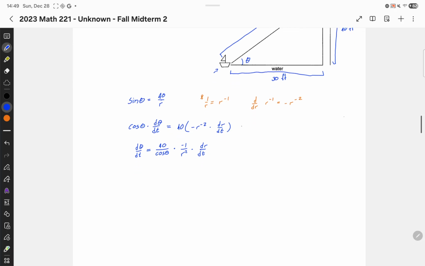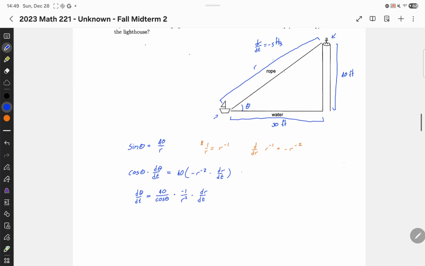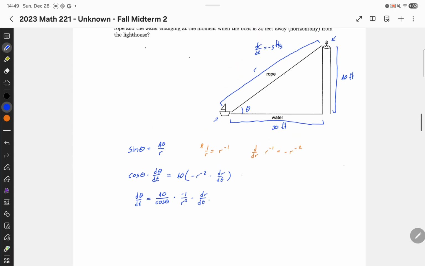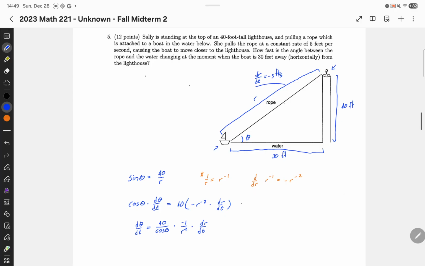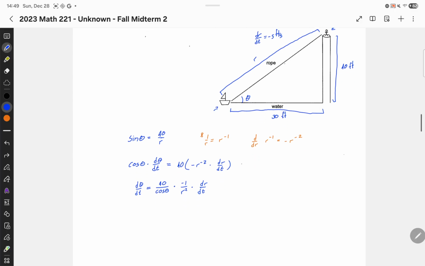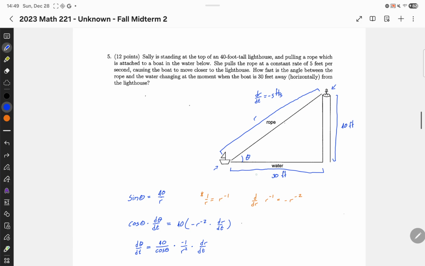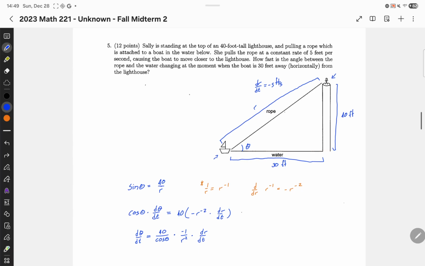So we know the length, we don't know the length of the rope. We're going to need to find that. We're also going to need to find cosine theta, but we do know dr dt, right? That is our minus 5 feet per second. So the way we're going to do this is we want to find r when the height is at 40 and the distance horizontally is at 30.